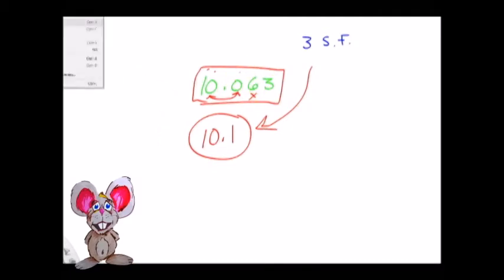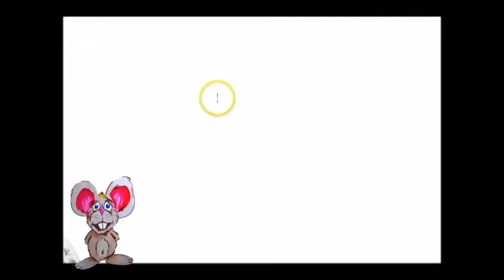Now, the next one is kind of an important one that you hear, because it sometimes confuses people. So we're going to try and make this really, really simple. So we have 0.0997, and we're going to go 2 sig figs. 2 sig figs. So now, you might think 1, 2.